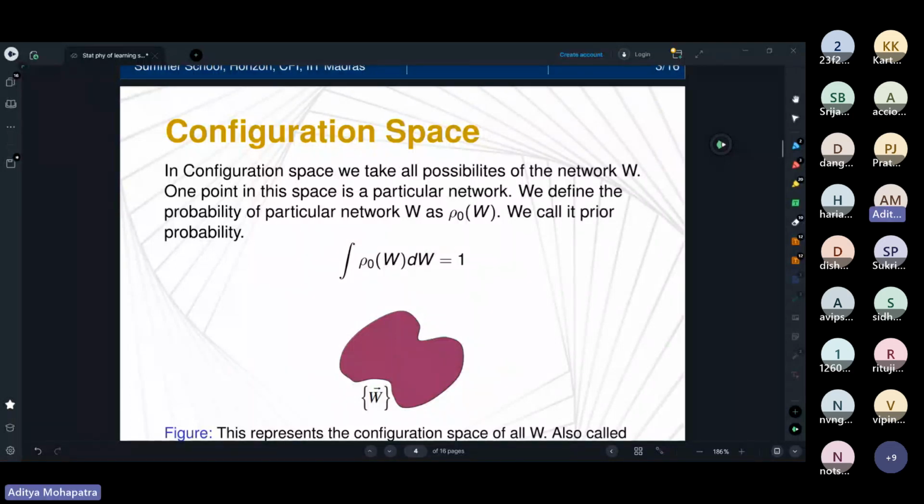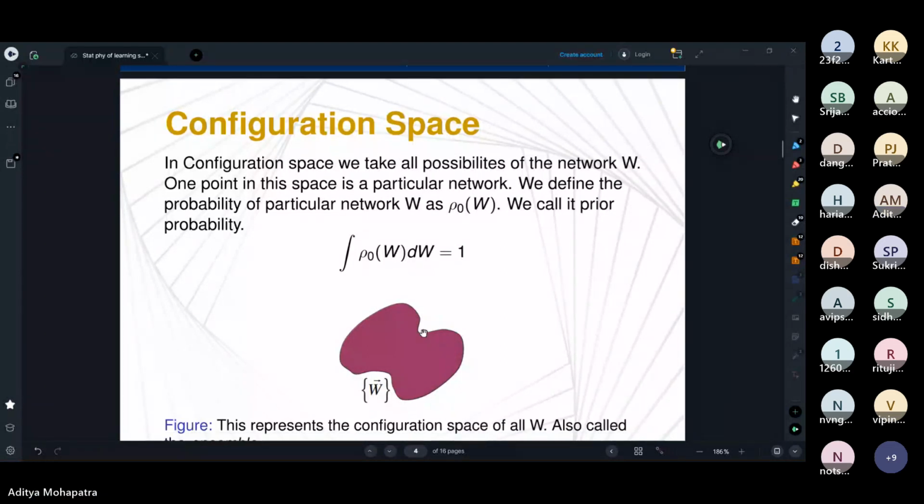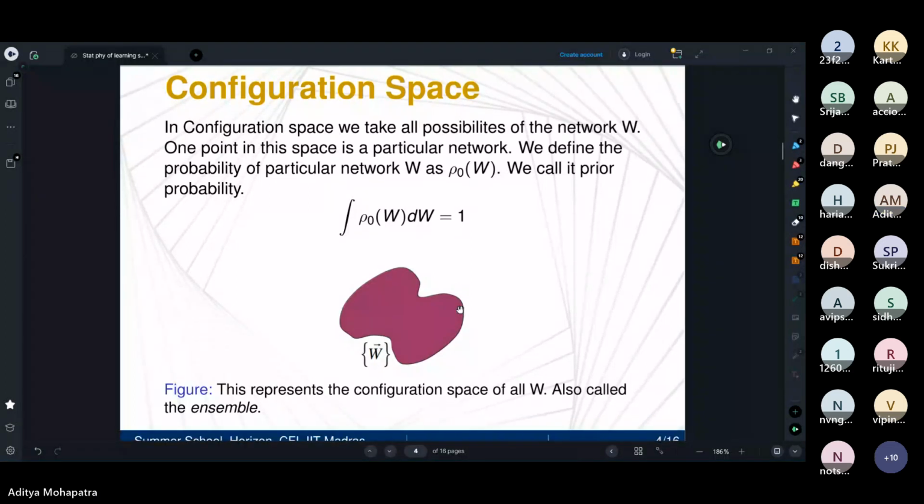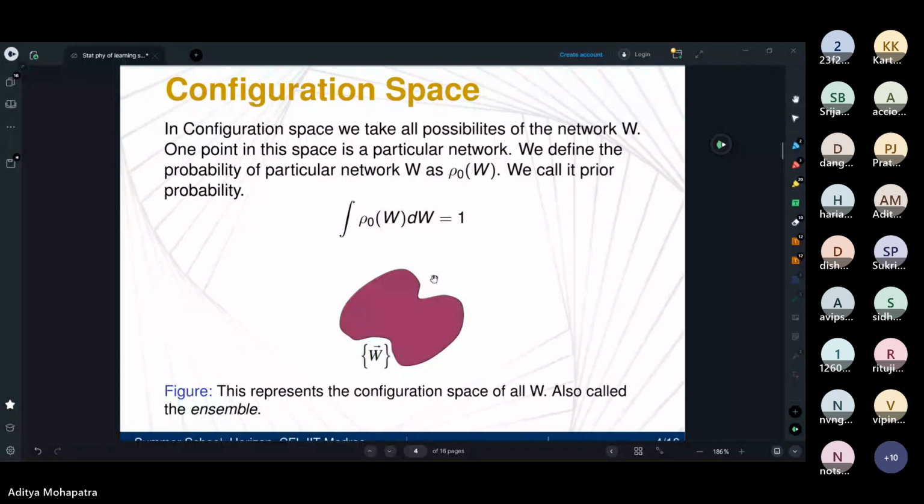I guess it's clear. Hello. Am I clear in this? Yeah. Or anyone in doubt? Because this is important going to further slides. Are you guys clear what exactly this term is, rho naught W? Reply in chat also.